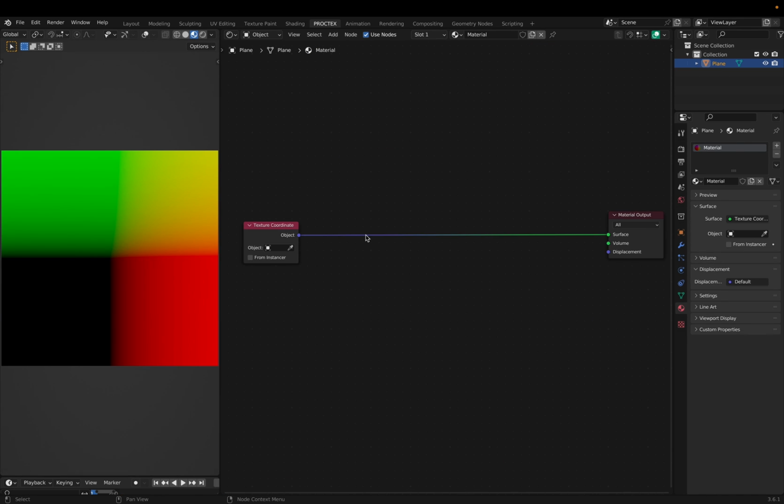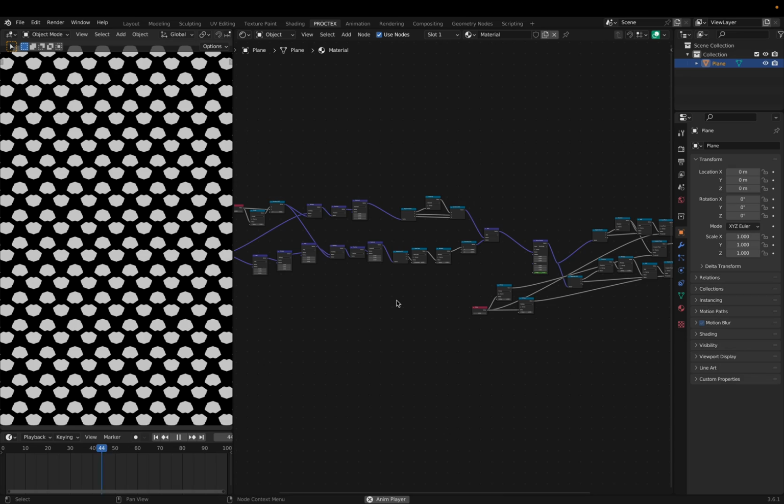The main takeaway from this is that math nodes have pretty simple operations, but when combined, they can be used to make tons of shapes.